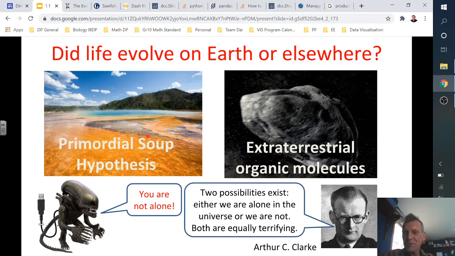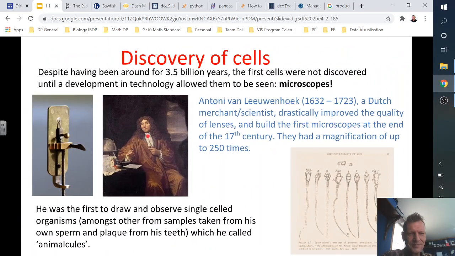It leads to a lot of interesting science fiction movies, not scientific movies, science fiction movies.